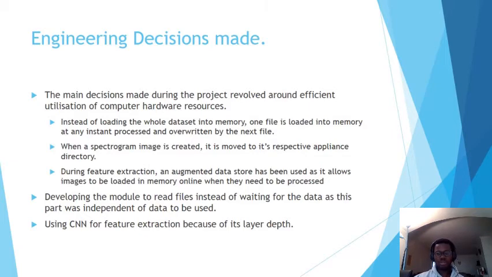So I used a bottom to top, sort of modular design approach. Because I didn't have the data at that time, because the website that I was getting the data from was not working, maybe it was under maintenance, I started to develop other modules that I thought were independent of whichever data I was going to use in the end. And also using the CNN for feature extraction, because of its layer depth, it allows it to extract very rich features compared to manually selecting the features.